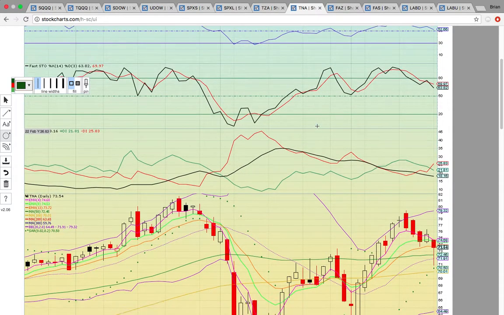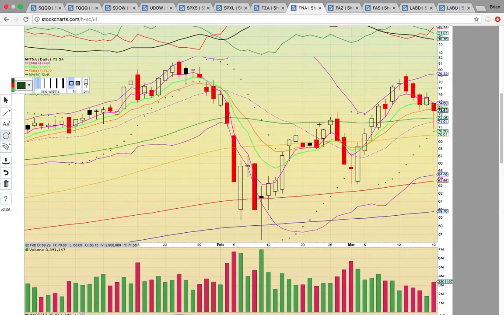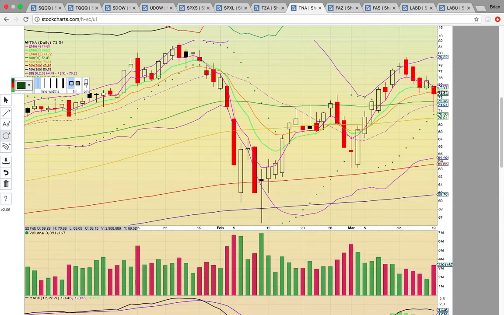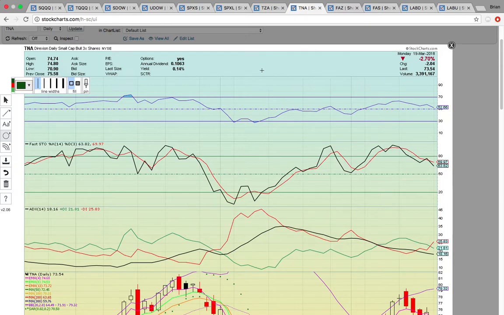Okay, so it had the best bounce of all the indices today, so it was the strongest, and so it just shows you that people are buying the small caps right now. That's where fund managers are trying to game this right now. I'm not sure if that's going to work out for them or how that's going to play out, but today you can see on TNA, this is the small cap bull 3 times.